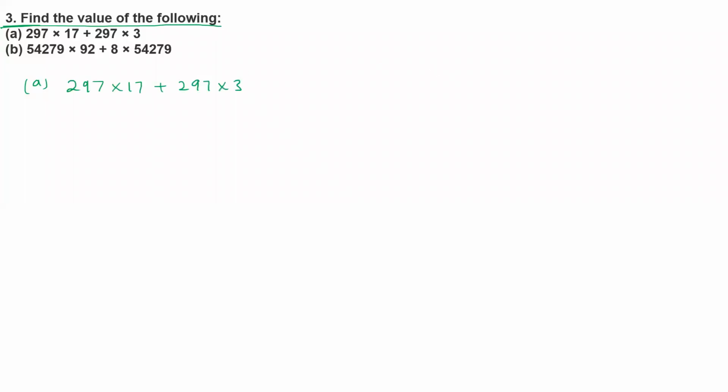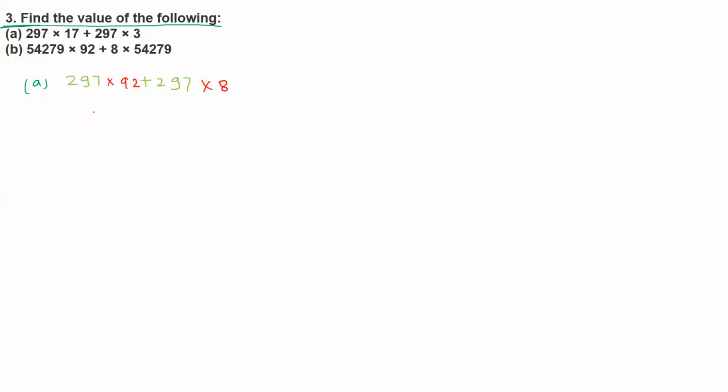Now look at this question again. This is a very important question. 297 multiplied by 92 plus 297 multiplied by 8. Now as you can see here, which number is common?